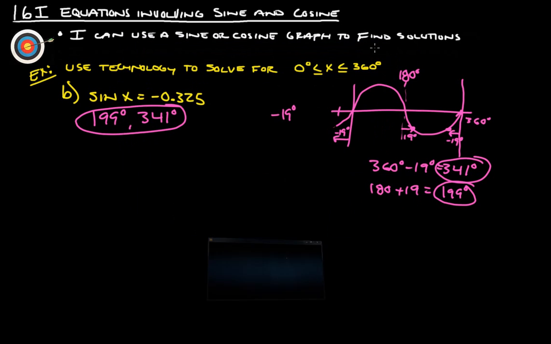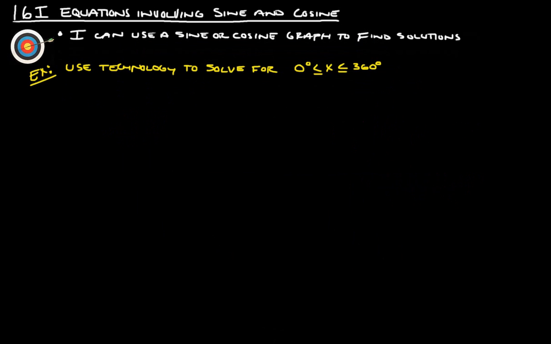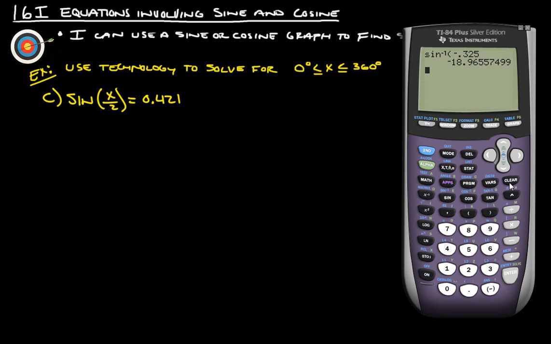All right. So let's take a look at one more example, and that is C. Sine of x over 2 equals 0.421. So same thing, we can do this on the calculator. Let's see, we're going to do stat plot. So now instead of sine of x, we want to do sine of x over 2. Sine of x divided by 2. Close the parentheses just to make sure.